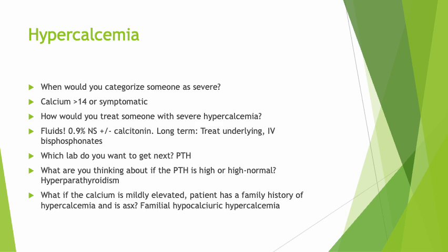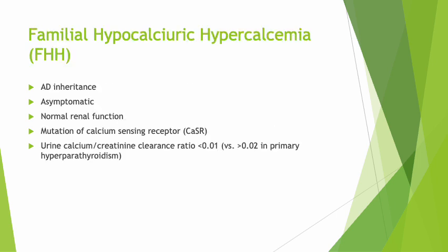So this is going to be your familial hypocalciuric hypercalcemia. You might see it as FHH. So FHH is going to have that autosomal dominant inheritance. They're going to be asymptomatic. A lot of the time it's people who come in and they have incidentally found hypercalcemia on their labs, normal renal function, and it's going to be the mutation of that calcium sensing receptor. So you might see that on your exams.